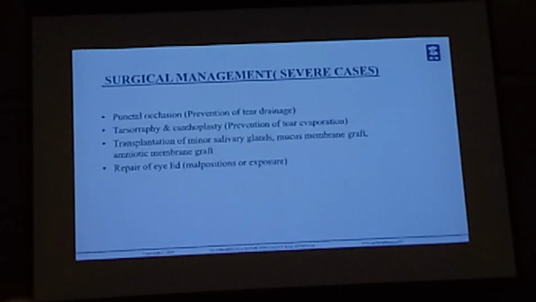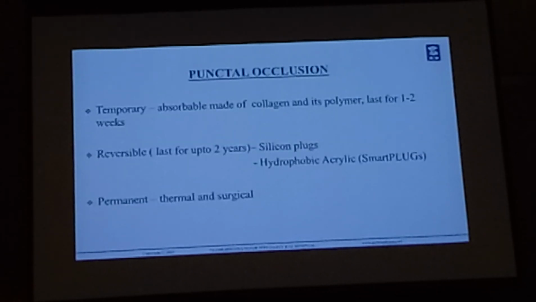Of course, in very severe cases, you'll have to surgically manage it or refer it to your oculoplasty surgeon. Punctal occlusion, you can do it yourself to reduce tear drainage. Tarsorrhaphy, canthoplasty, transplantation of minor salivary glands, mucous membrane graft. These are all more complex procedures.